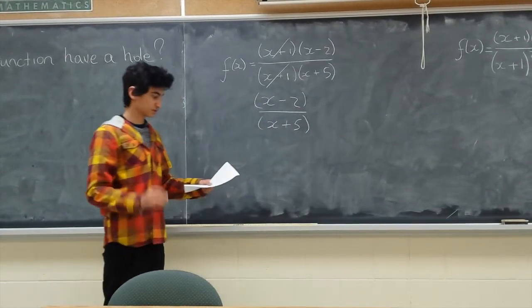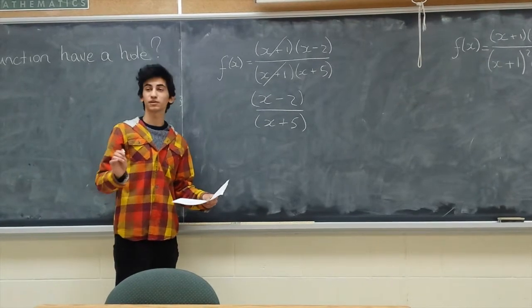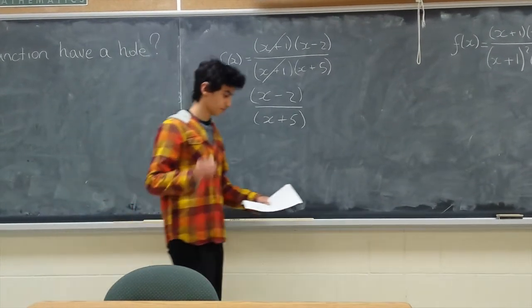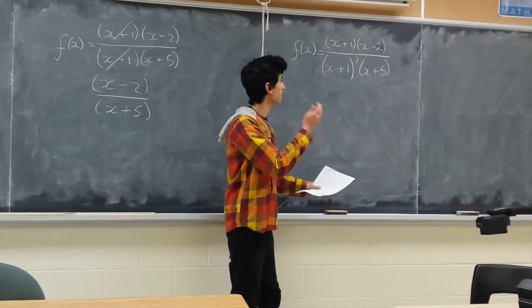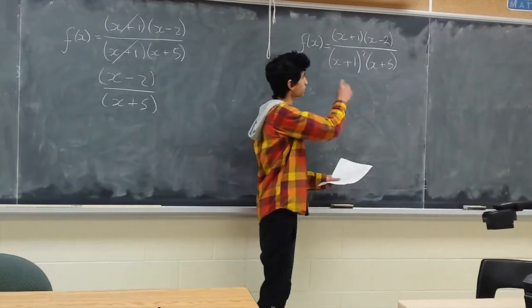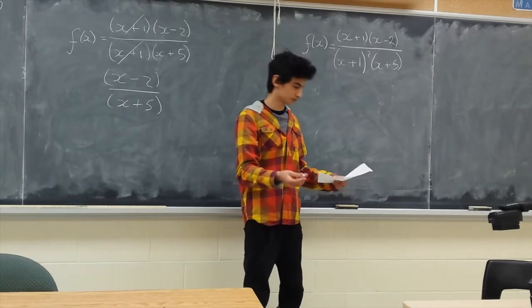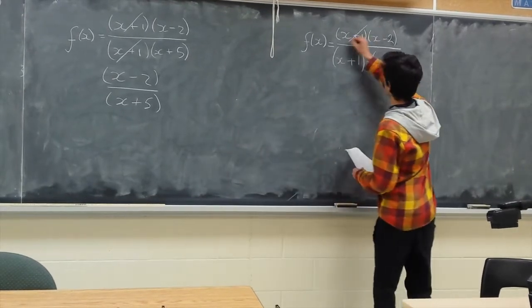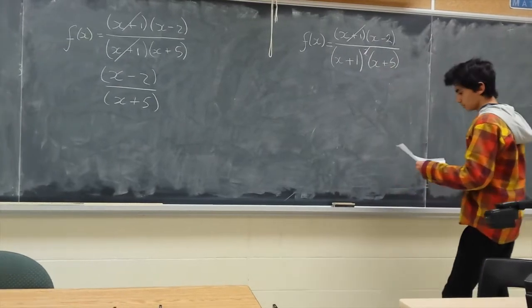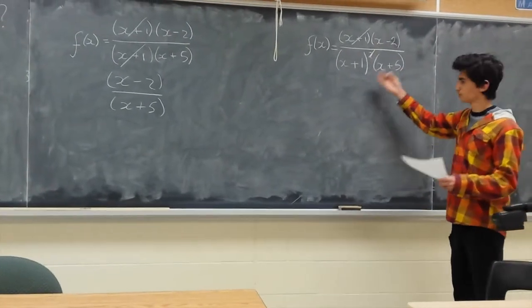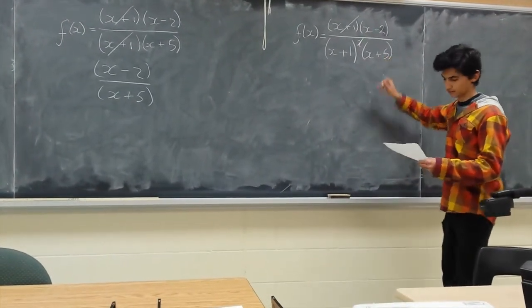If a factor does not fully cancel out the denominator, then the function has a vertical asymptote. For example, f(x) equals (x + 1)(x - 2) over (x + 1) squared times (x + 5). This cancels one factor, but leaves us with an x + 1 on the bottom, which then turns into a vertical asymptote, along with x = -5.